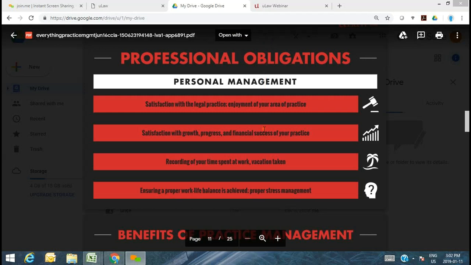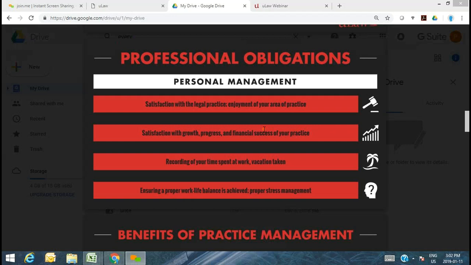So we were looking at the different obligations, and we just finished talking about time management, and I'm going to quickly jump into personal management. And we've looked at the entire set of guidelines provided by Law Society, and we've boiled it down to the top 4 components that you may want to keep in mind.